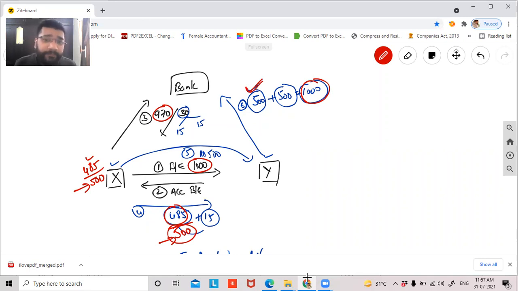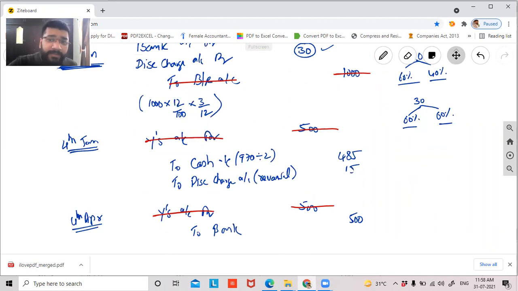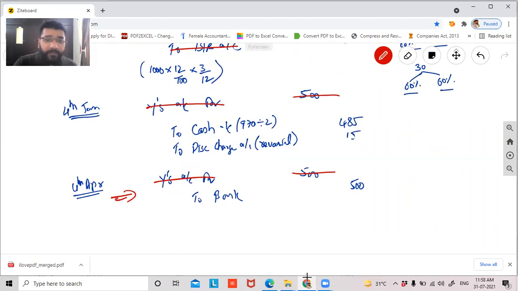Yes, sir. So you're telling me that on the due date, Y has to pay 1000, out of which 500 he will settle from his pocket. Where will the remaining 500 come from? X has to pay. X has to give. If X does not pay, Y will be in deep trouble. So X is paying that 500 rupees to Y. So we are paying, X is paying 500 to Y. So that is this entry. To bank, 500 is going out. And guys, we owe 500 rupees to Y.